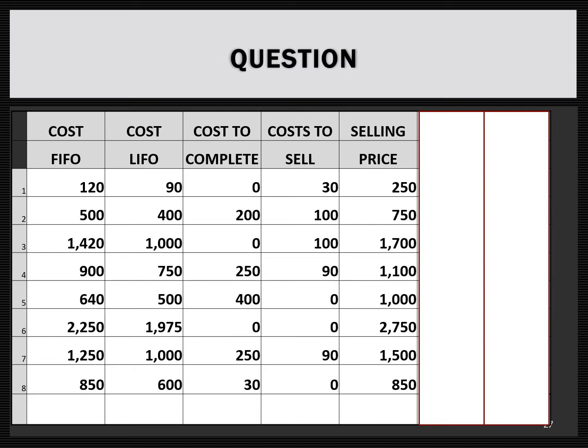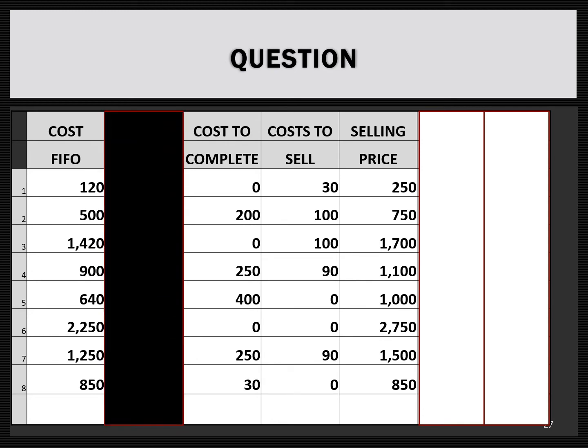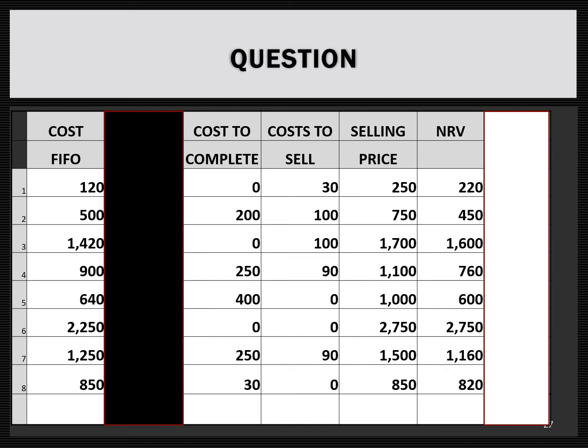Right, so the first thing we can do is to get rid of the LIFO column. That's completely irrelevant. We don't need to do anything with that. It can be completely ignored. The next thing we need to do is to work out the net realizable value, and remember that's the selling price minus costs to sell and costs to complete. Don't make the mistake of adding those figures together. It's the selling price minus cost to complete minus cost to sell.